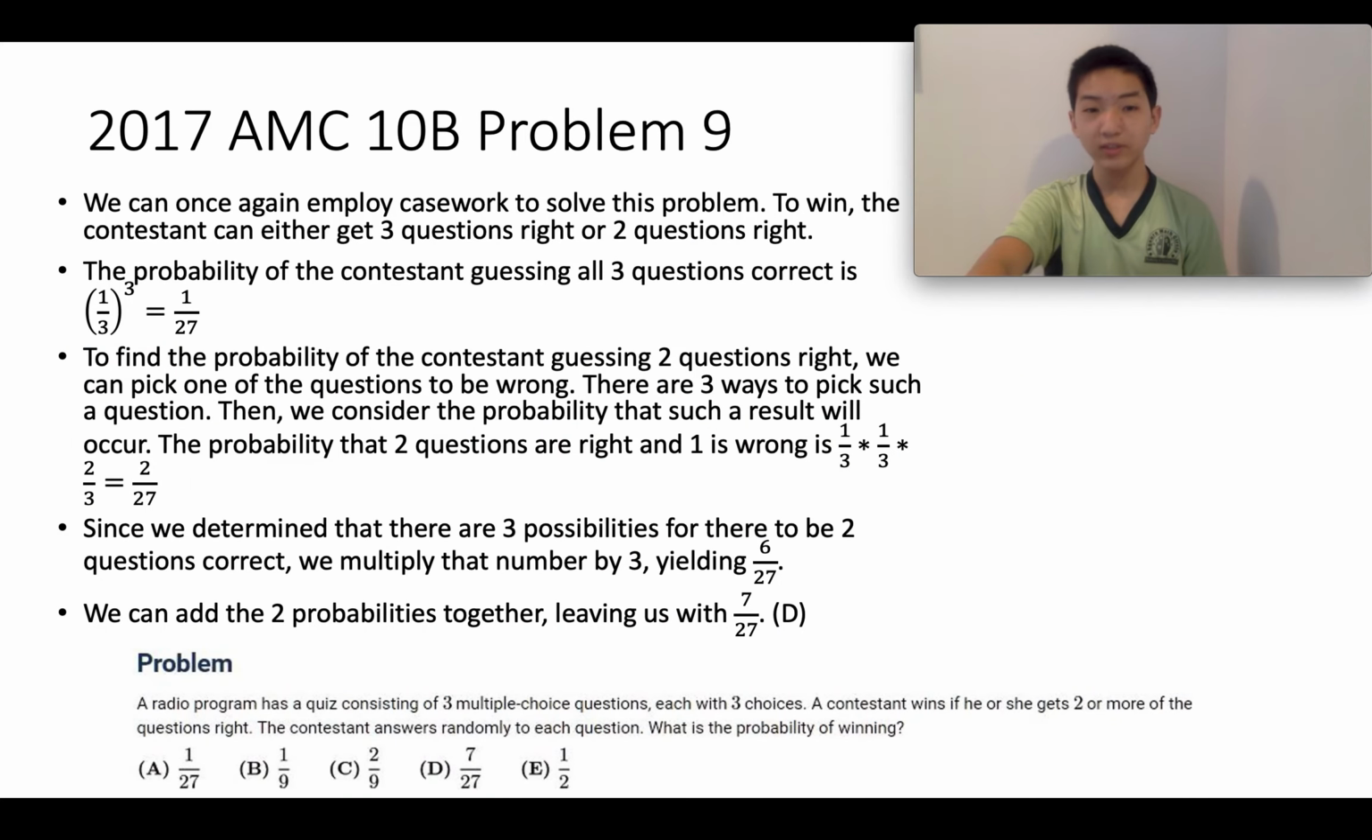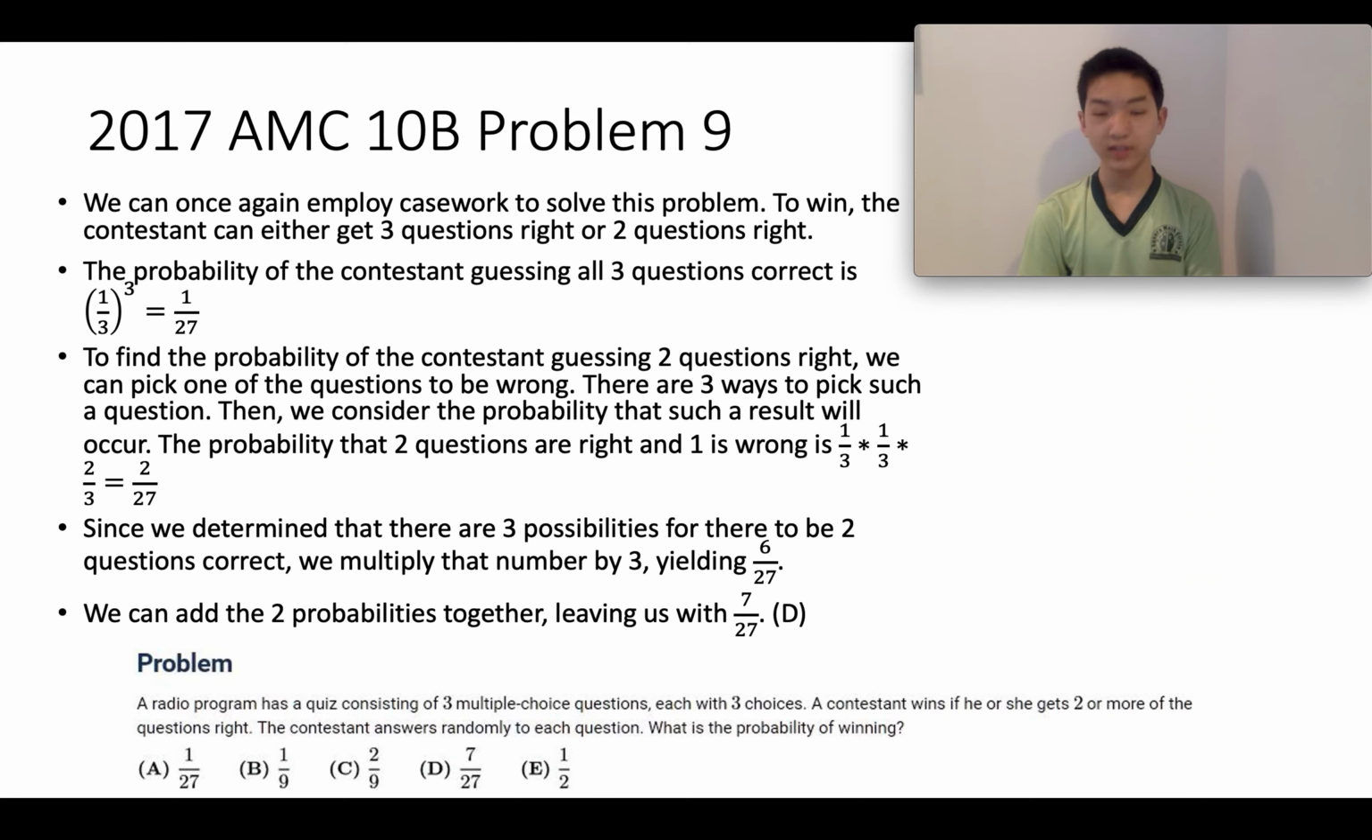So we can once again employ casework to solve this problem. In case you didn't know, casework is the division of a problem into specific cases that you solve individually to make the problem easier to solve. And we did that with the last problem with the 2 cases. So to win, the contestant can either get 3 questions right or 2 questions right. So those are our 2 cases.